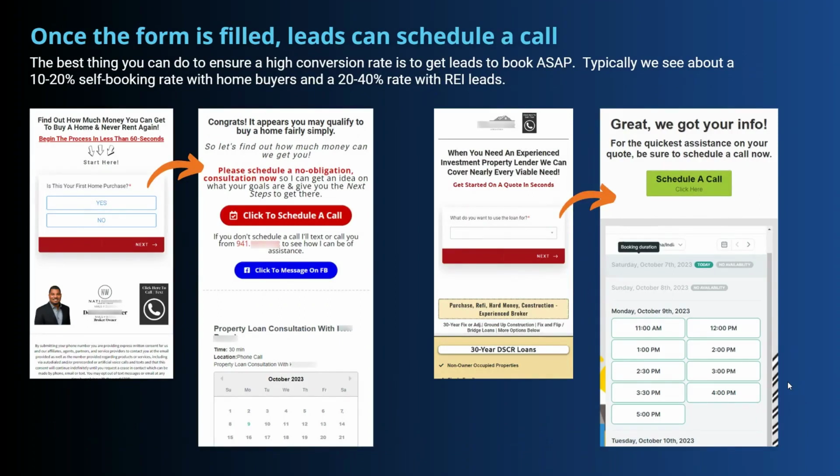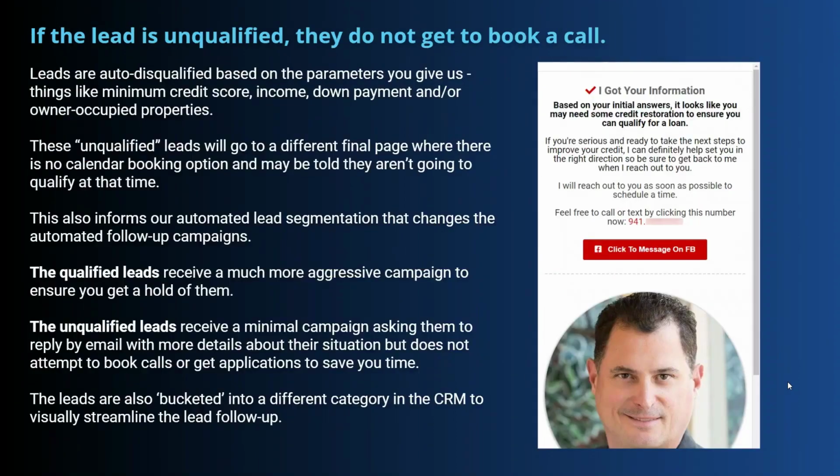Now, once the form is filled, leads can schedule a call immediately. And this is the best way to ensure high conversion rate. It's to get them to book ASAP. Typically, we see a 10 to 20% self-booking rate with homebuyer leads and 20 to 40% rate with real estate investor leads. Now, if the lead is unqualified, they do not get to book a call to save you time.